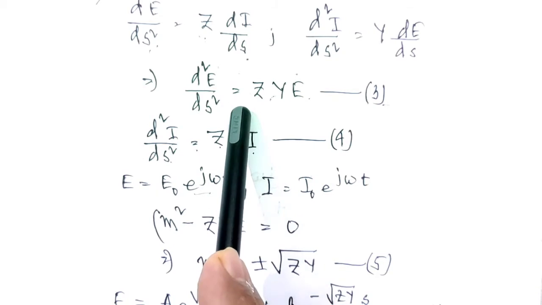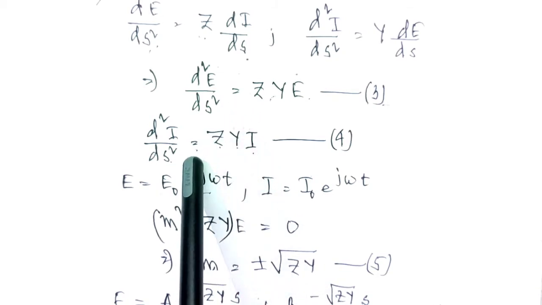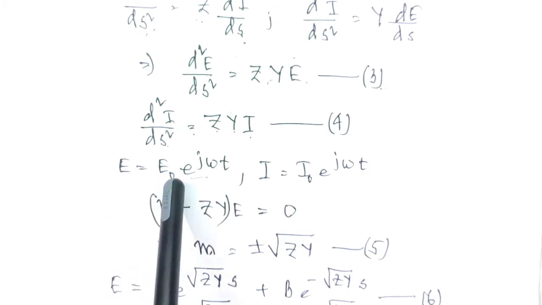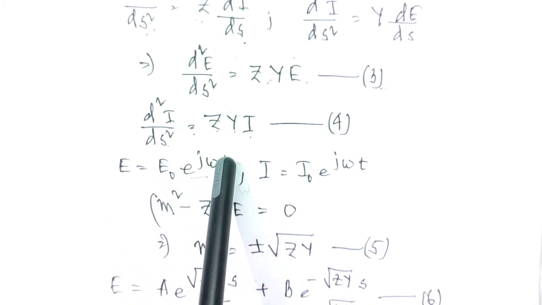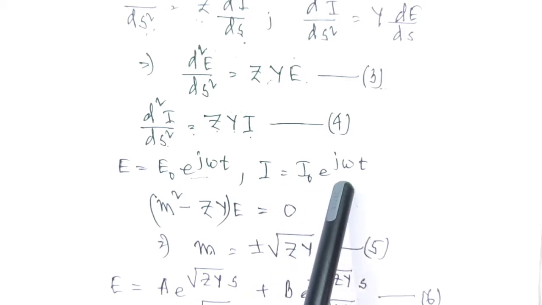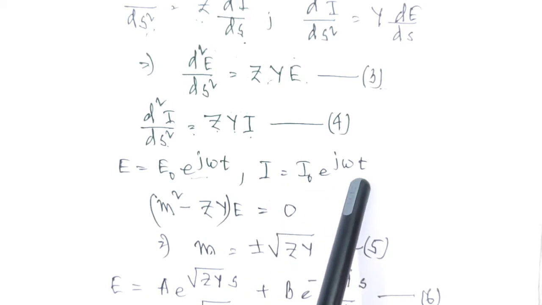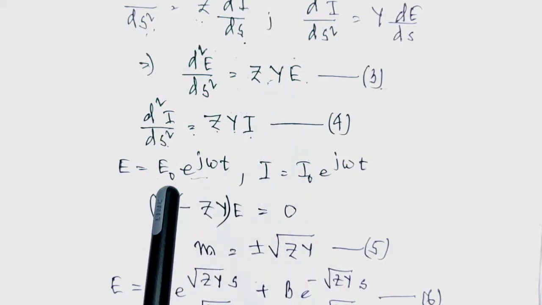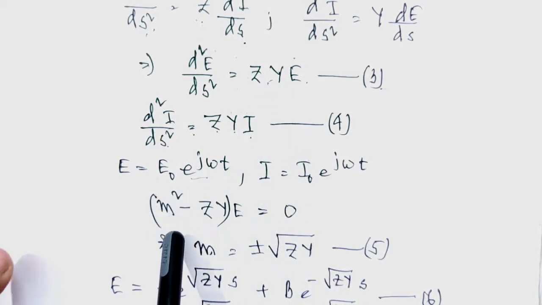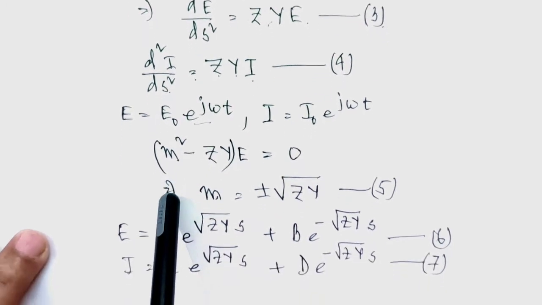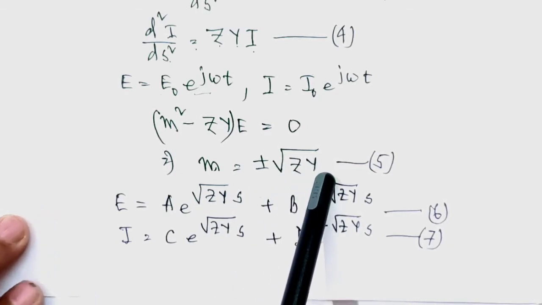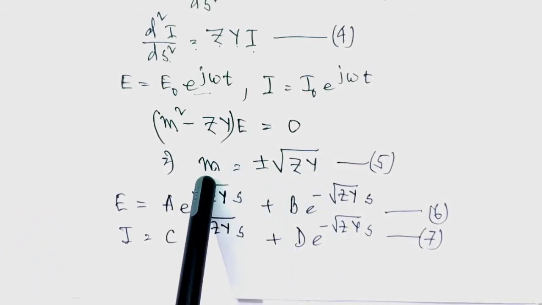One is for d²E/ds² and the other one is for d²I/ds². Let us take capital E equals E0 e to the power j omega t and I equals I0 e to the power j omega t. By solving these equations 3 and 4 with the help of the conventional method of solving differential equations, we will get m equals plus or minus root ZY. Now what is m? m, as we know, is the root of the differential equation.